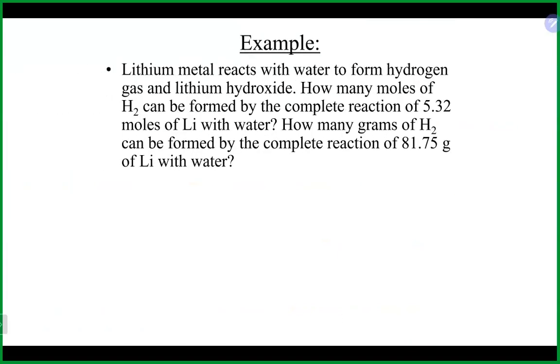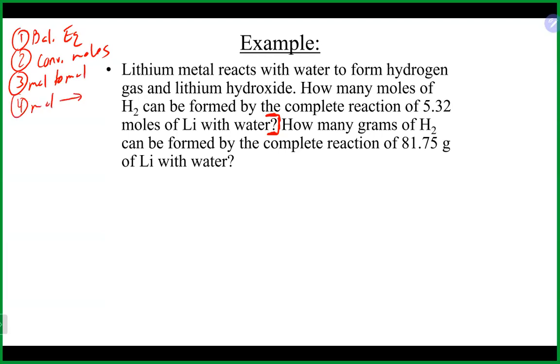All right, so why don't you try the first part up to here. Lithium metal reacts with water to form hydrogen gas and lithium hydroxide. How many moles of H2 can be formed by the complete reaction of 5.32 moles of lithium with water? So give it a go, see what you come up with. Follow those 4 steps. Once again, it is balance the equation, convert to moles, mole to mole relationship, and moles to some other unit.